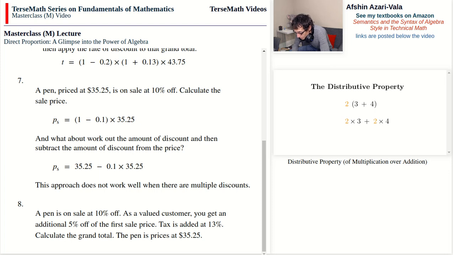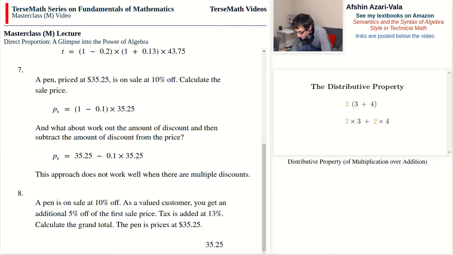As a valued customer, you get an additional 5% off of the first sale price. So first you have to find the first sale price and then find 5% of that as the second amount of discount. Then you add tax to the second sale price.